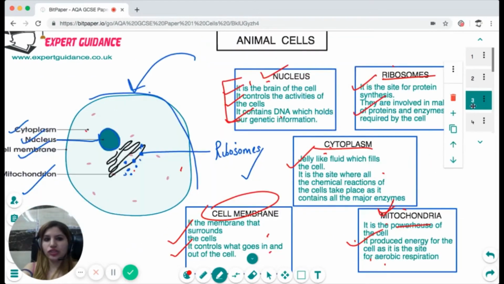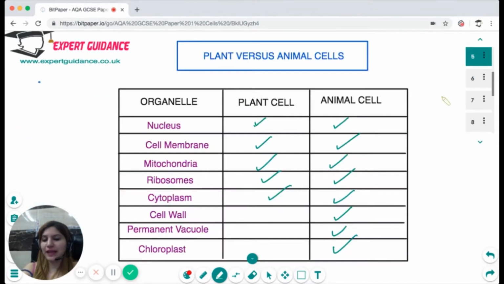Okay, so you should know the difference between an animal cell and a plant cell. This is a table that summarizes the differences and similarities. In the exam, they can ask you to give two similarities or two differences. So you should know both the similarities and differences in both of these cells.